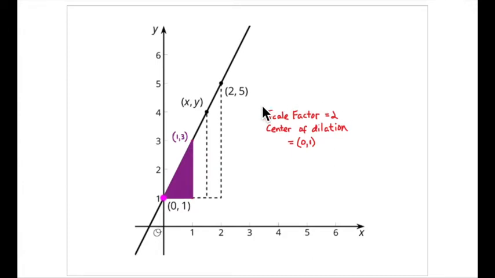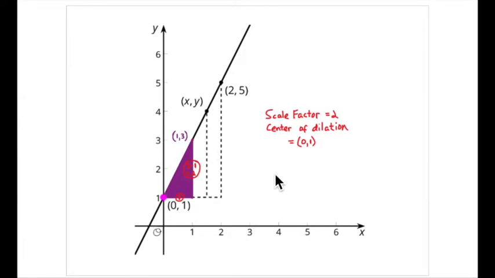We're going to use a scale factor of 2 and a center of dilation at 0, 1. So this is a center of dilation, scale factor of 2. So what's going to happen is you're going to end up at 2, 5. So this length is going to get doubled to 2 along the x-axis and 5 along the y-axis. So how does that happen?